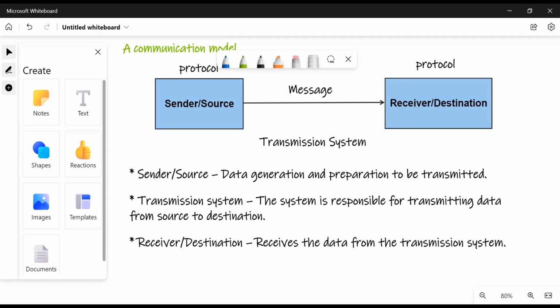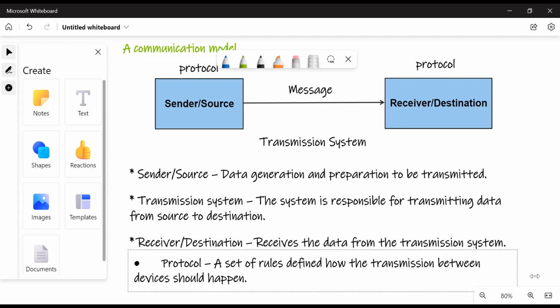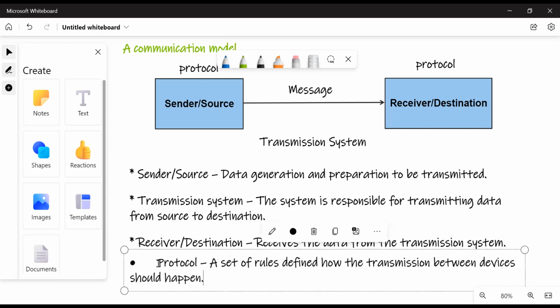Next, we need protocols. Protocol is simply a set of rules which defines how the transmission happens. In other words, it is the procedure for sending data from one place to another place. I already told you, for example, hypertext transfer protocol defines how web pages are transmitted between two computers. So protocol is important.